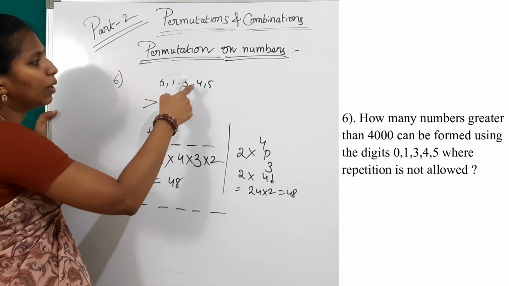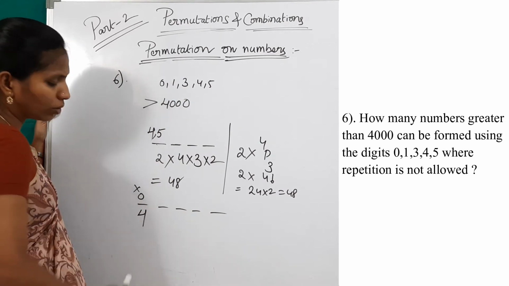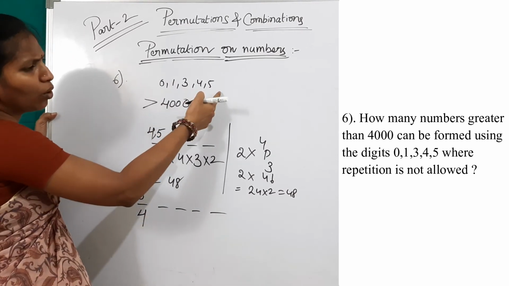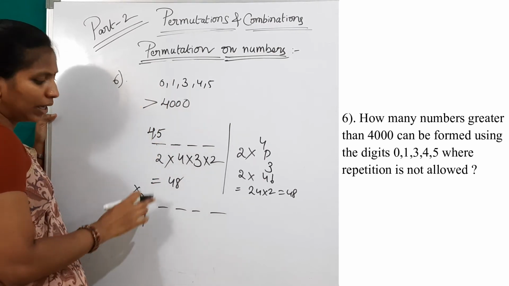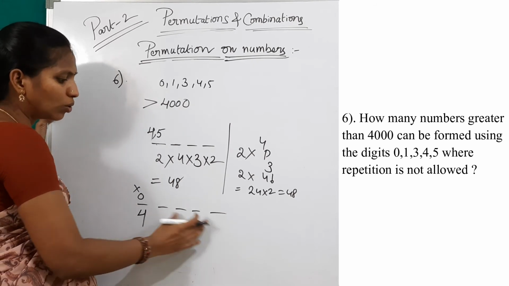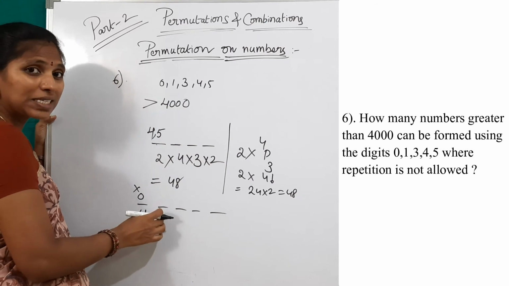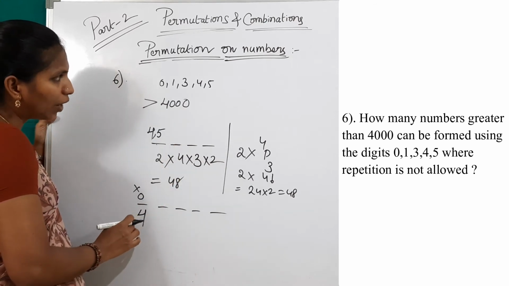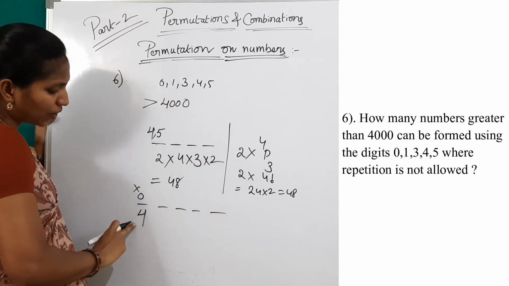So don't write a 0 here. Except a 0, we can place any of these 4 digits: either 1 or 3 or 4 or 5. If I write 1 here, then that number is also greater than 4000, because this is a 5-digit number. There are 4 chances.